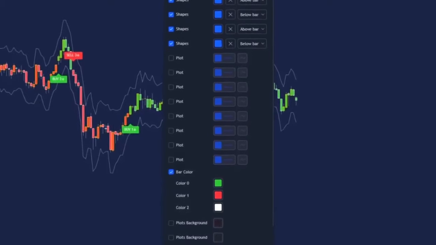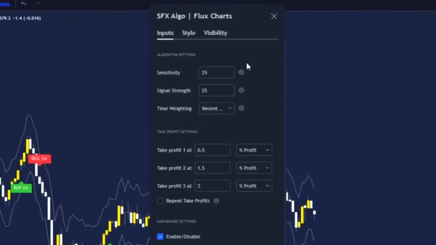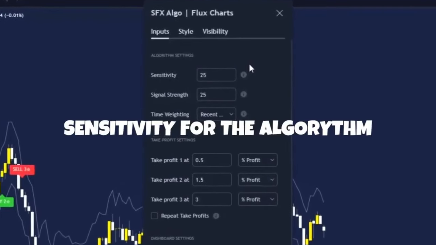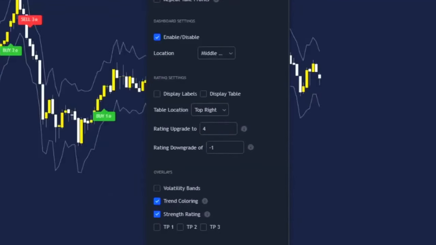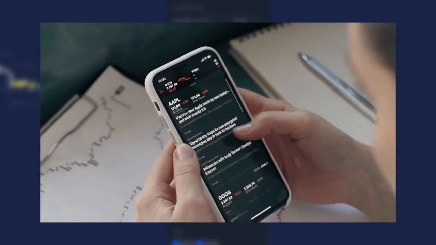For the style section, I have removed the bar colors. And then on the inputs, I have changed the sensitivity for the algorithm to 25. I've then turned off the display labels and display table, turned off volatility bands, and finally turned off TP1, TP2 and TP3.